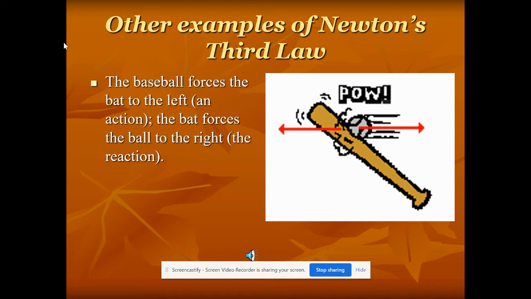Another example of Newton's third law can be applied when you're playing baseball. So the baseball forces the bat to the left, an action, and the bat forces the ball to the right, the reaction, therefore allowing you to hit the ball.